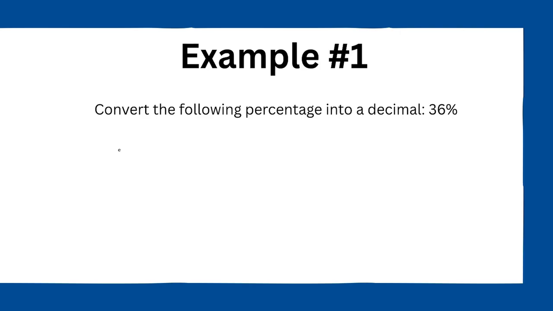So starting off, I have my very first example. It says convert the following percentage into a decimal, 36%. So I know that there are two ways I can do this. I can divide that percentage by 100, and 36 divided by 100 is actually 0.36. But if I do not know this off the top of my head, or I do not have a calculator, I know that I can simply move to the left two places.